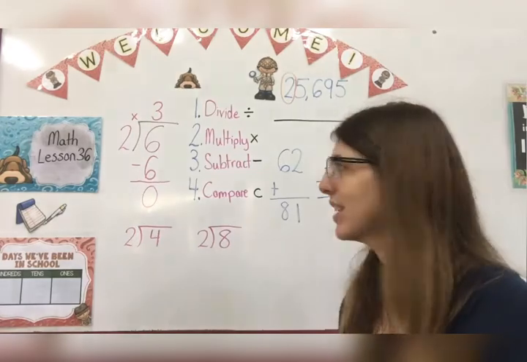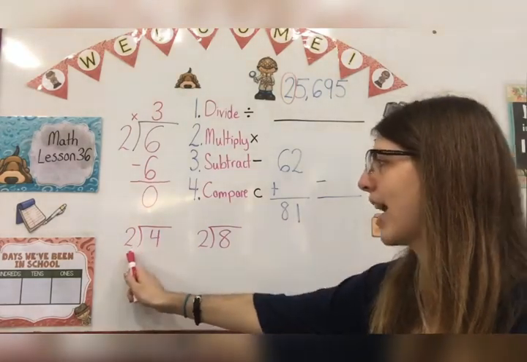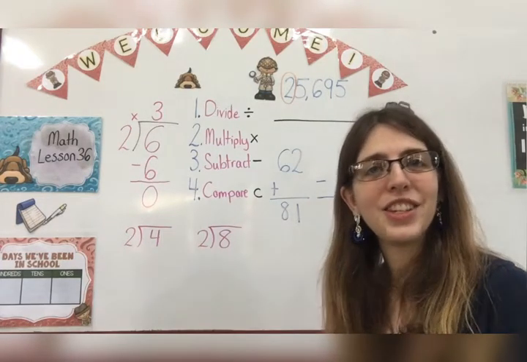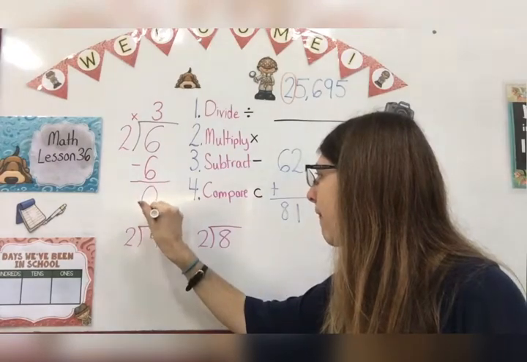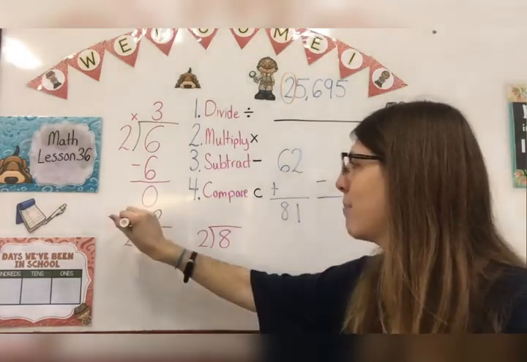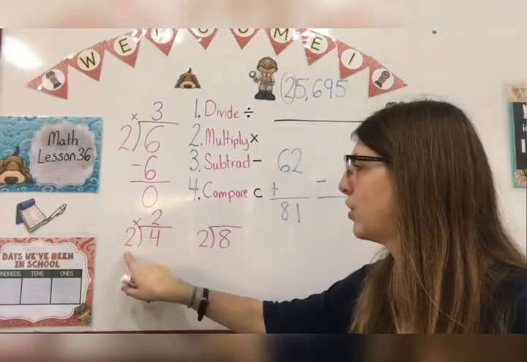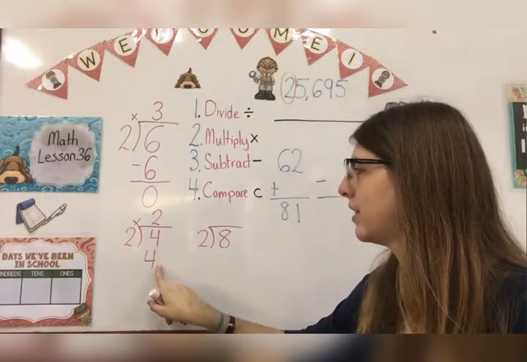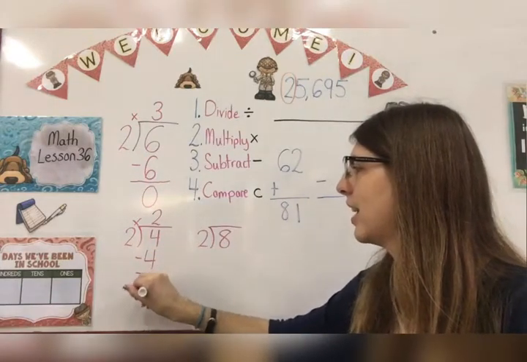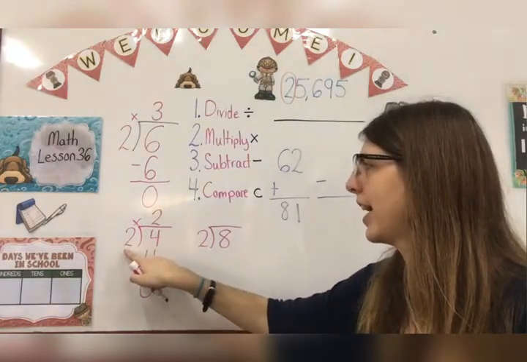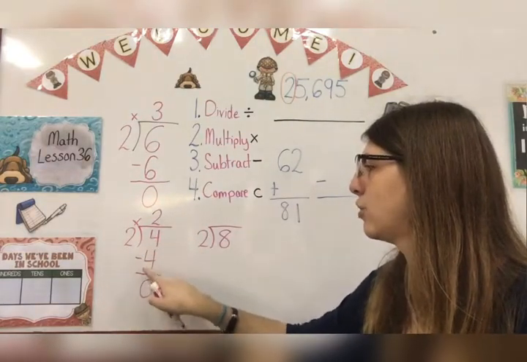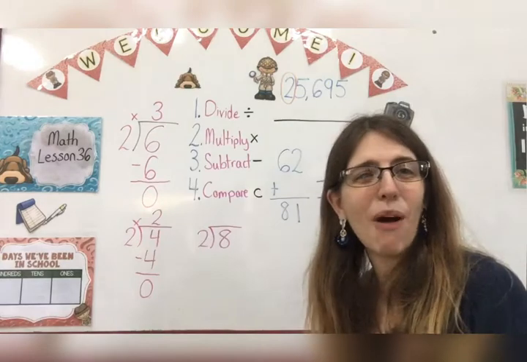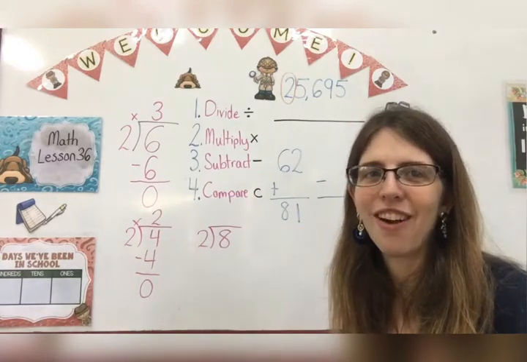Okay, so let's start. Letter A is 4 divided by 2. What is 4 divided by 2? It's 2. Very good. Now I'm going to do step 2 and multiply. 2 times 2 is 4. 4 minus 4 is 0. So I divided, I multiplied, I subtracted. Now I'm going to compare. 0 to 2 is? It's smaller, so I'm good to go.